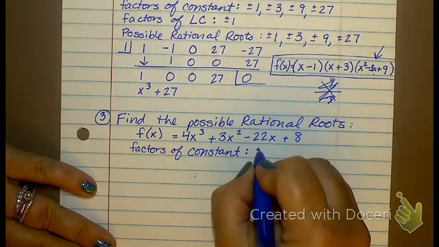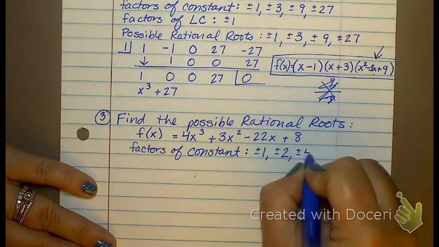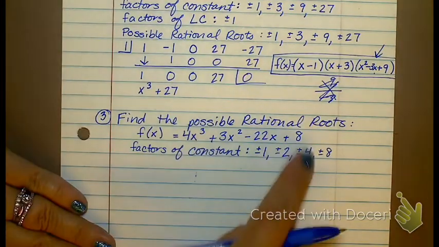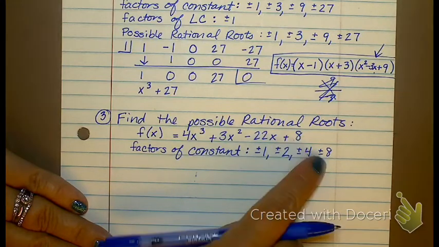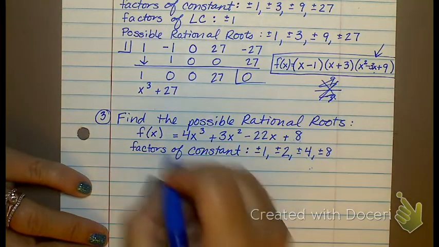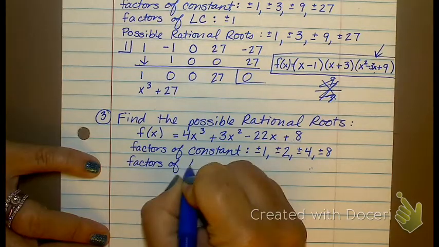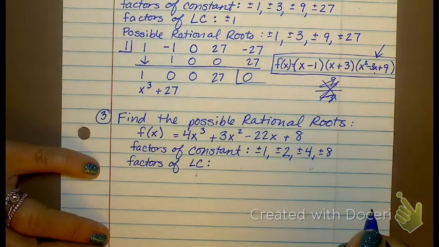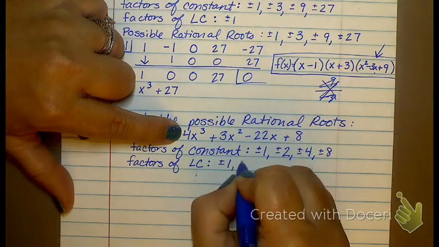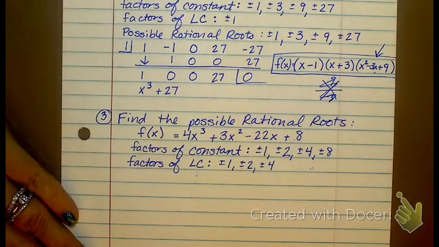So let's see, plus and minus 1, plus and minus 2, 4, 8, right? Because 8's not divisible by 3, or 5, or 6, or 7. That's why I skipped those ones. You okay with that? What's next? Factors of the leading coefficient. My leading coefficient is what? 4. So I have 1, 2, not 3, and 4.